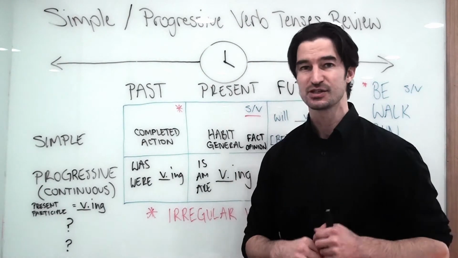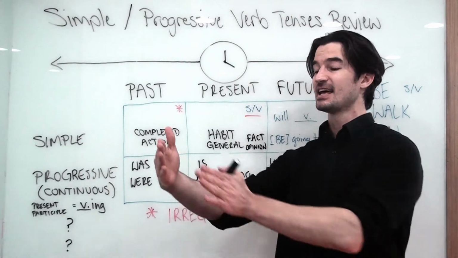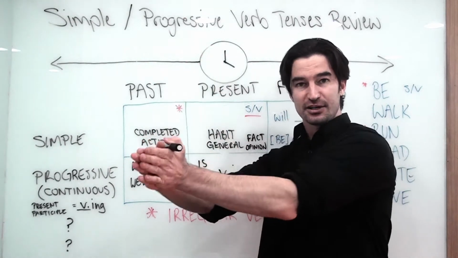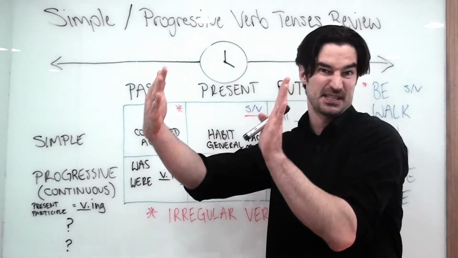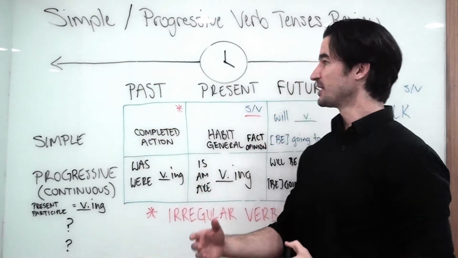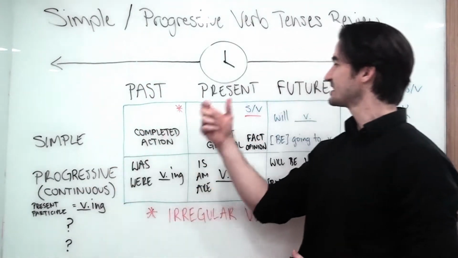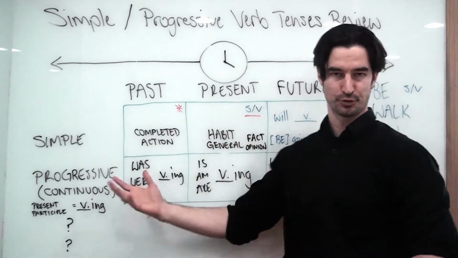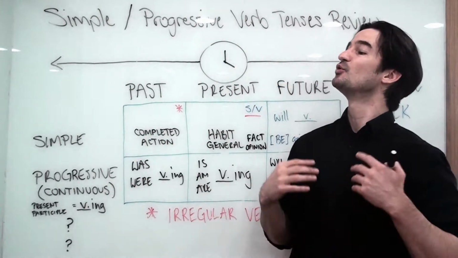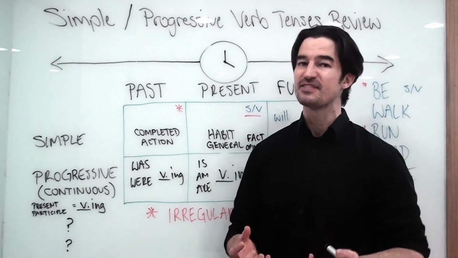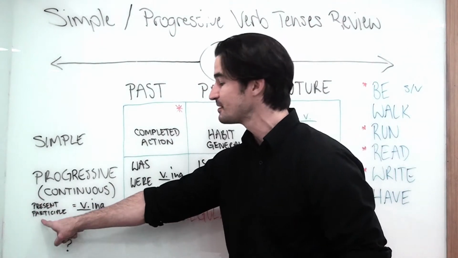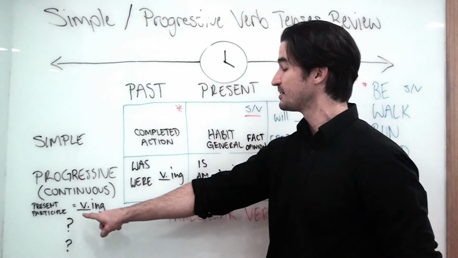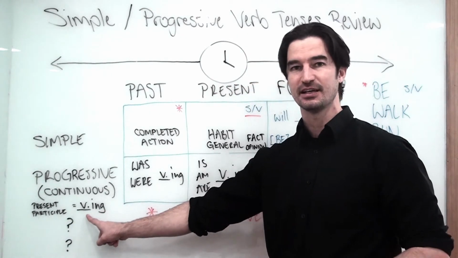The continuous or progressive verb tenses tell us about an action that starts and continues in a specific time. So we're going to be talking about the past progressive, present progressive, and future progressive verb tenses. What you also need to know is that all of these verb tenses use what we are calling the present participle, which is the verb plus ing.